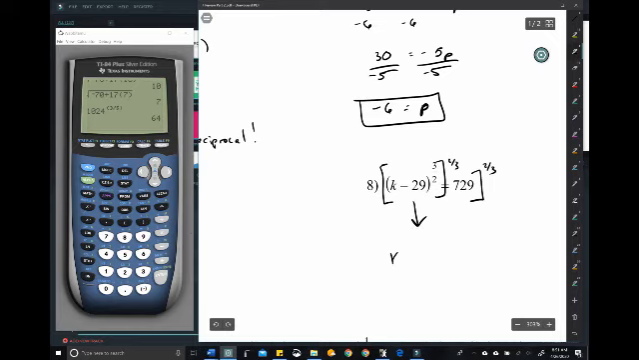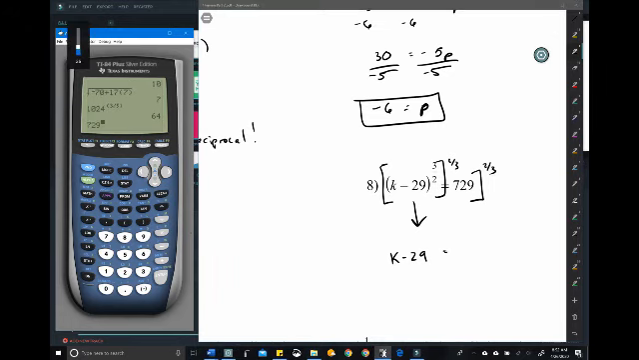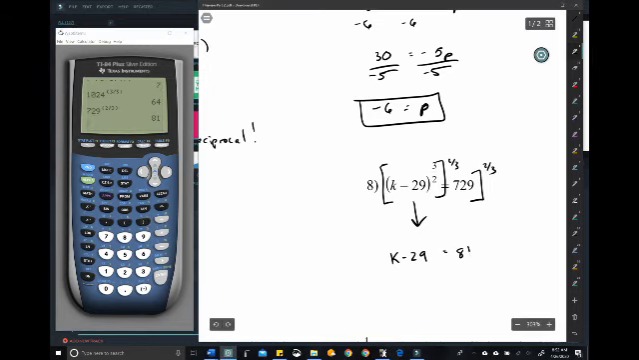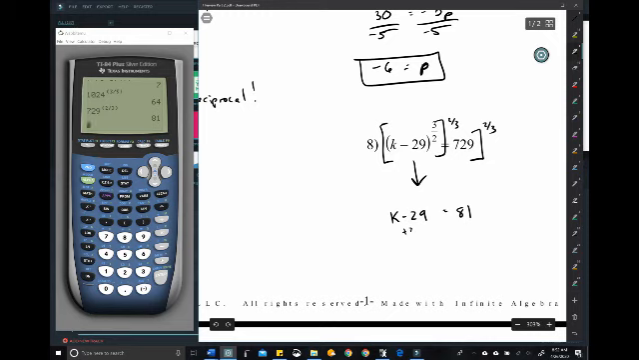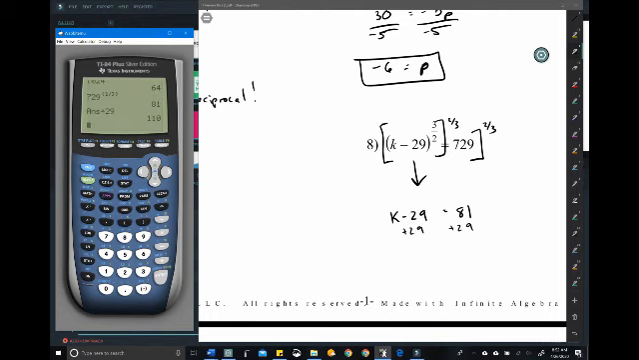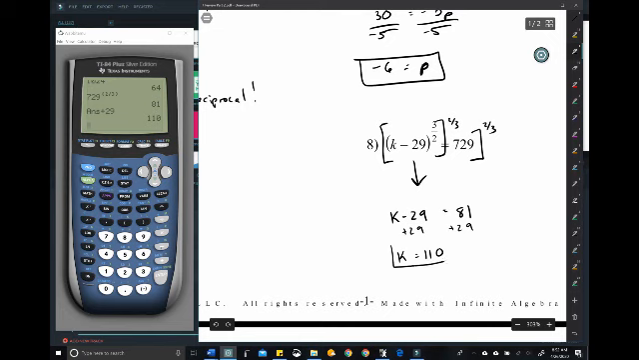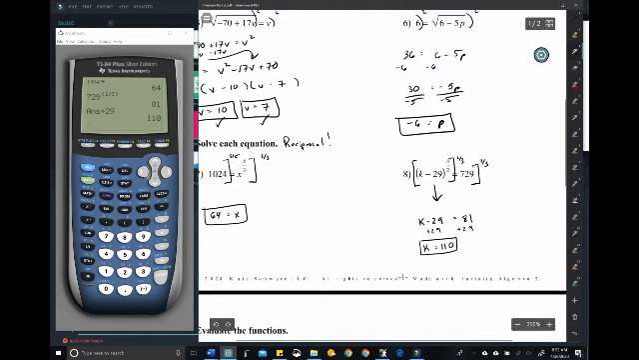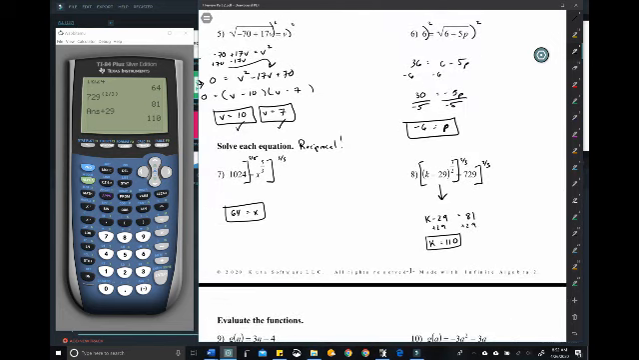That is just going to leave k minus 29 is equal to 729 to the 2/3, which is 81. We'll add 29 over. 81 plus 29 is 110. So k equals 110. Okay, pretty easy stuff, hopefully, for those.